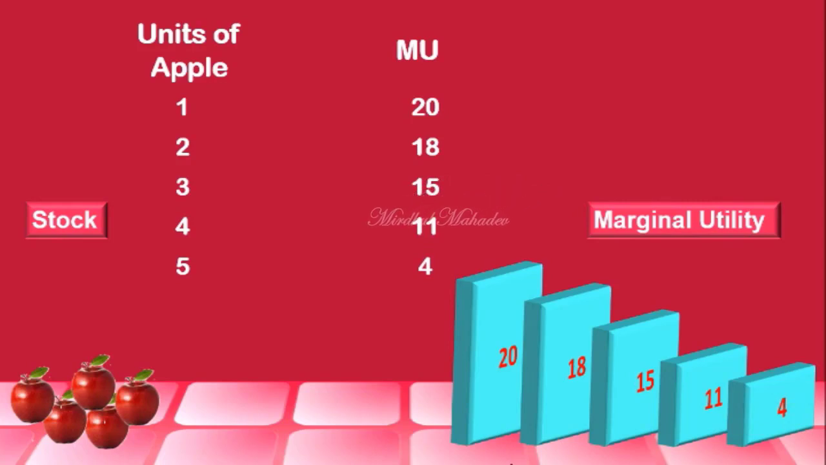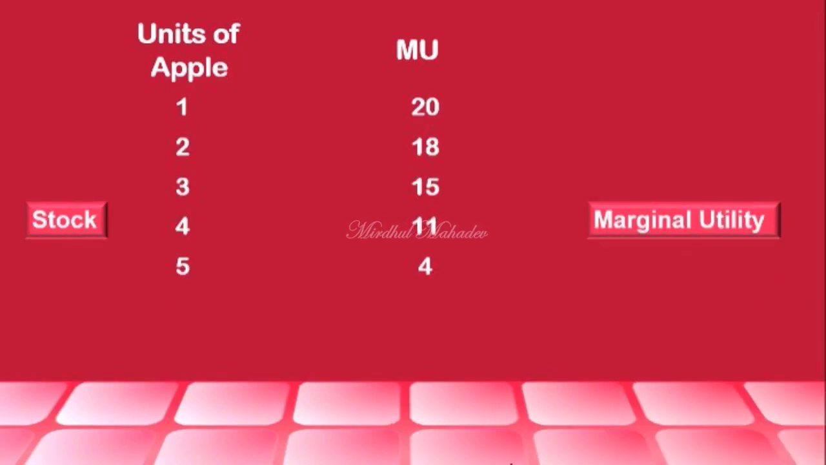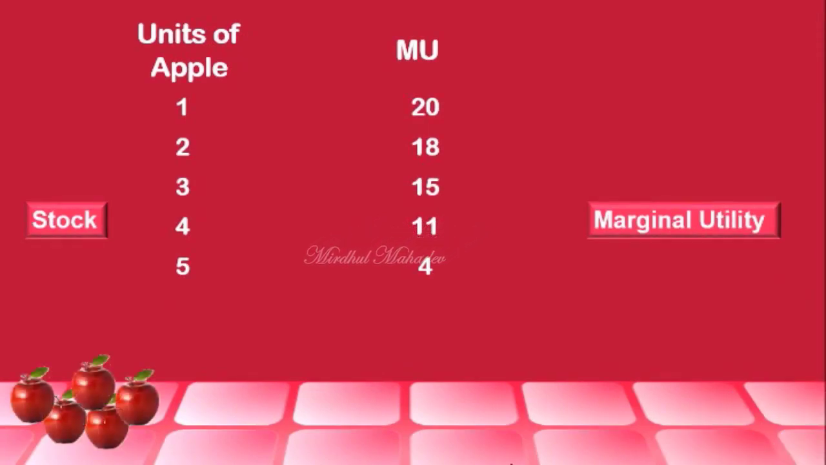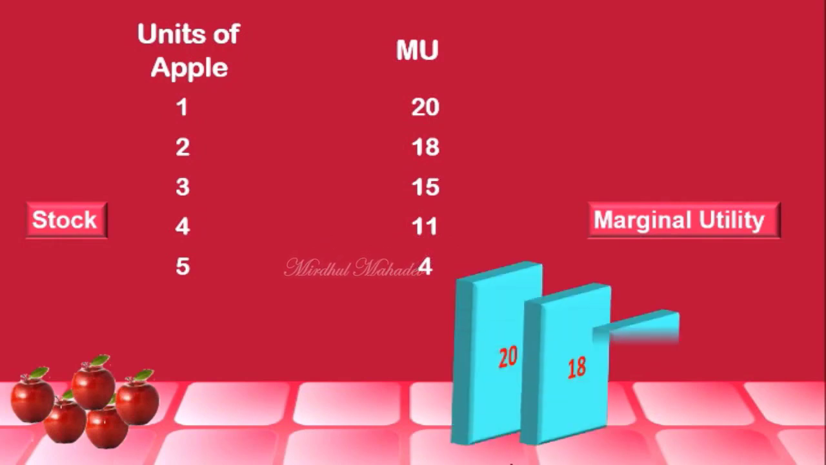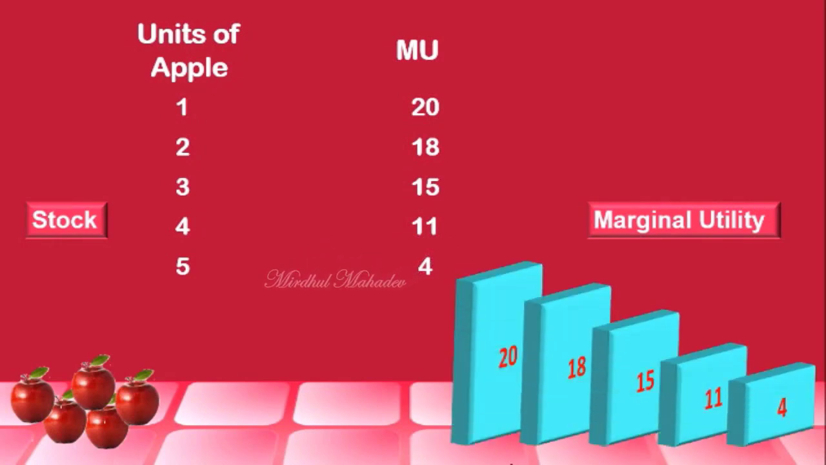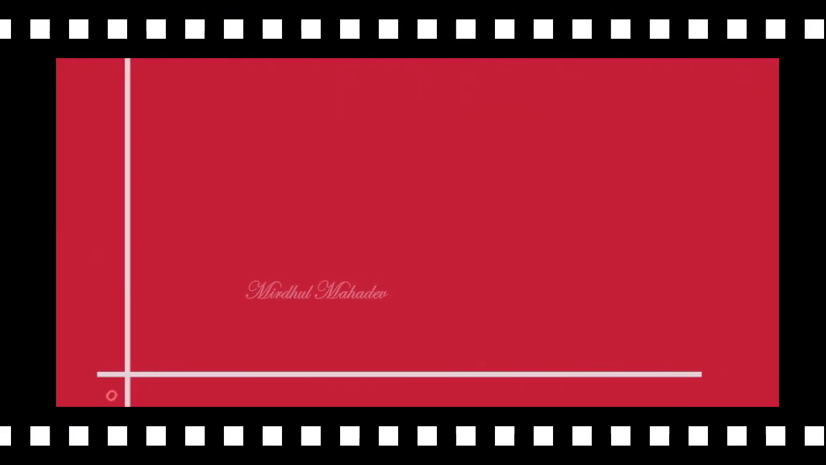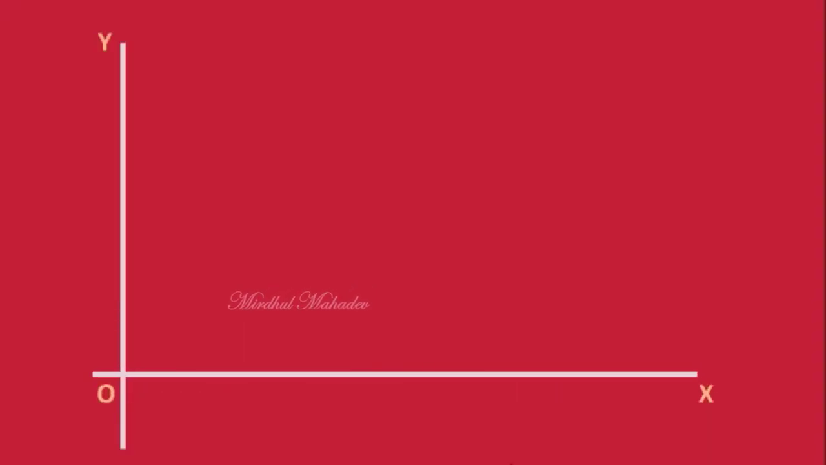Observe the utility schedule carefully. As the stock of apples increases, its marginal utility falls with every new addition. We can show it in the form of a graph. Along the x-axis, we measure the number of apples, and along the y-axis, marginal utility is measured. Let us plot the points.